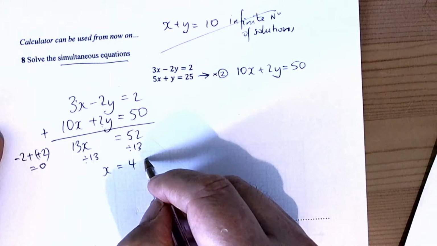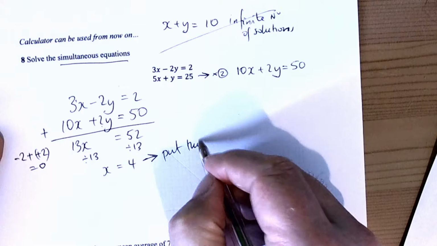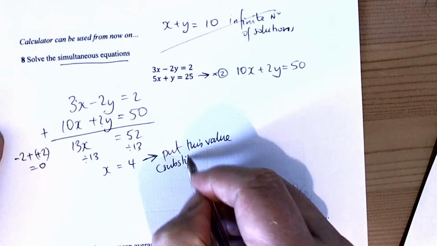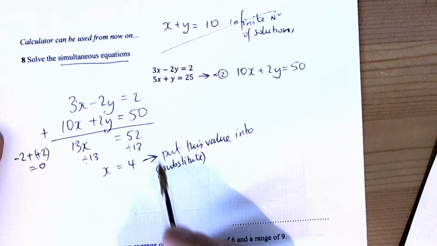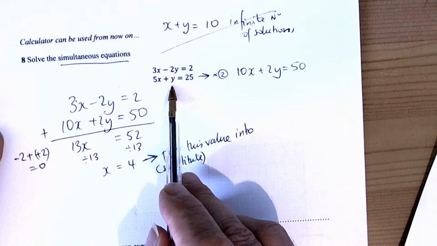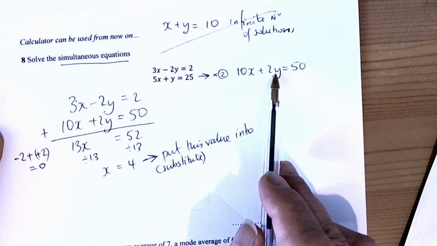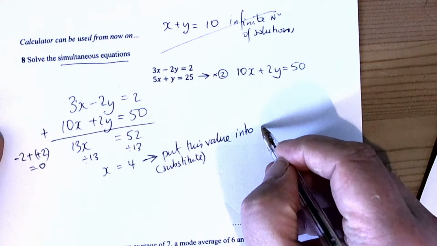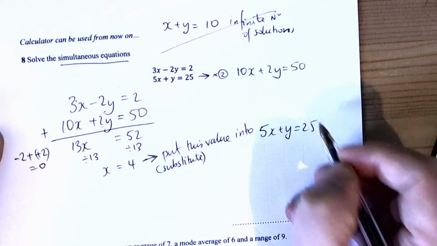So we think the x value is 4, so we put this value in, in other words we substitute. So we put this value into, well, it doesn't matter, I could do it in that equation, I could do it in that equation, I could do it in that equation. Because I've got a fixed value of x, then I can always find the y value, but we'll keep it simple. I'll choose the one that says 5x plus y equals 25.